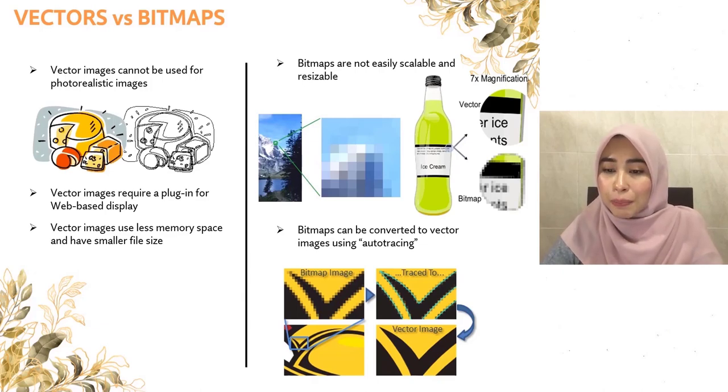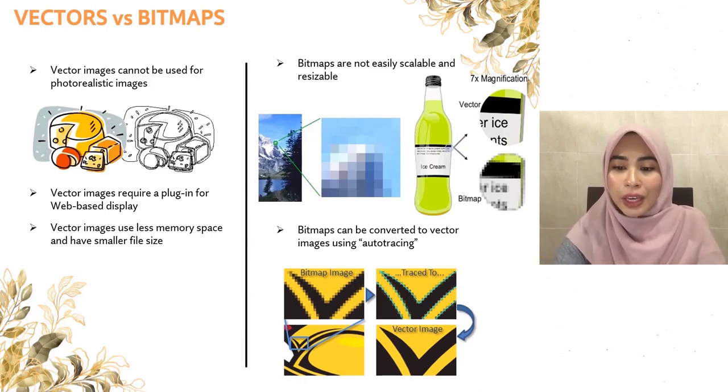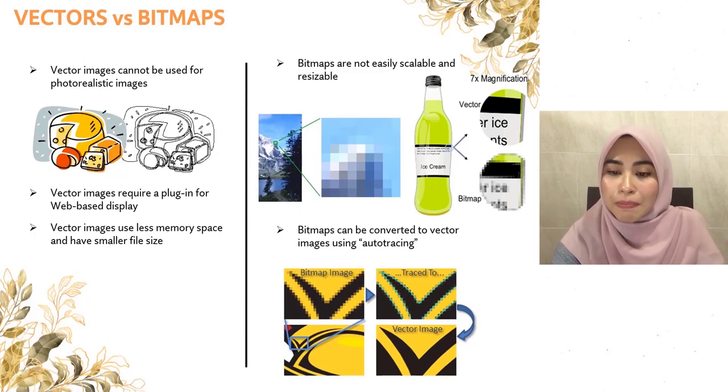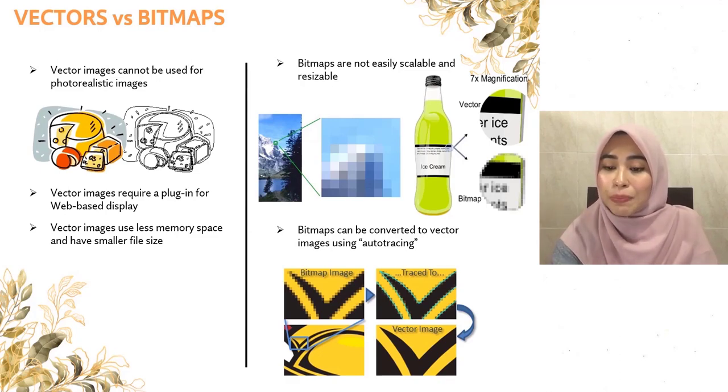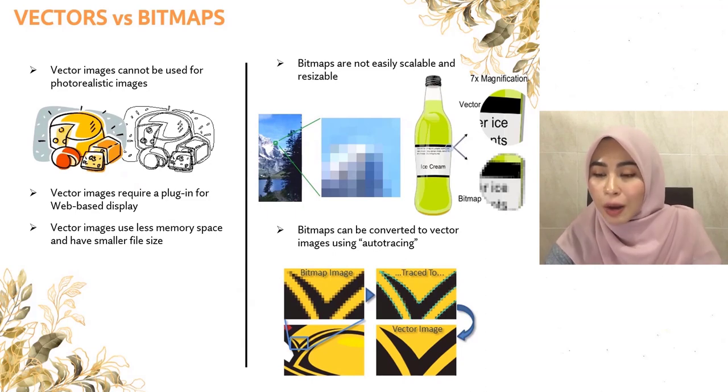Another big difference you can see here: bitmaps are not easily scalable and resizable. Let's say you have this picture of a mountain. This is a bitmap. If you zoom in on this mountain, you can see it is actually made up of pixels. Each pixel contains different colors that make up that image. That's why when you enlarge a bitmap, you can see the little pixels. So this image is pixelated when it is zoomed in or resized bigger or smaller. Whereas vectors are made up of lines that are mathematically expressed. No matter how big or how small you magnify or resize it, it is always sharp. Whereas a bitmap can be pixelated.